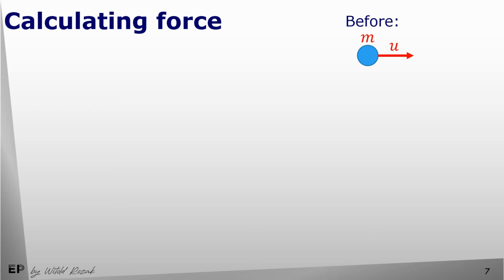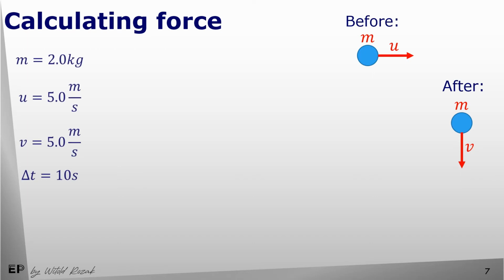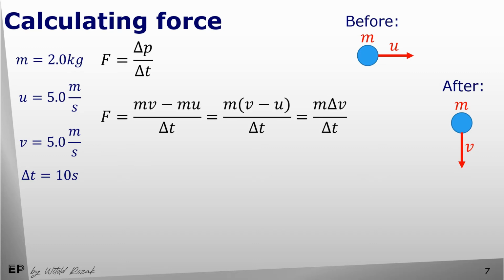This time, initially an object of mass m is moving east, and as a result of the force acting on it for 10 seconds, it changes its direction and eventually is moving south. This time we have the following information. Again, force is equal to the rate of change of momentum, and change of momentum is equal to the final momentum minus the initial momentum. Putting m in front of the bracket, we get the change in velocity.